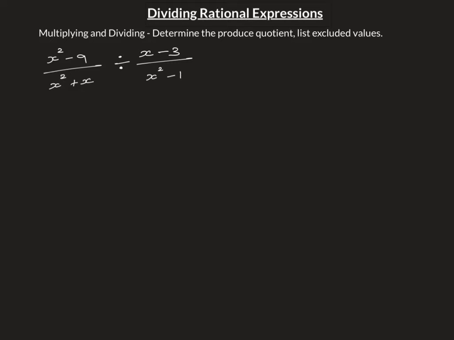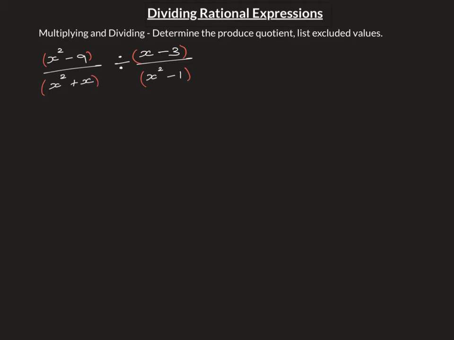In this video, I'll show you how to divide rational expressions. The first step in dividing rational expressions is that you want to factor everything you can. So an example would be we've got all these factors, so x squared minus 9, and then x squared plus x, minus 3, and x squared minus 1. So we'll go ahead and factor everything.